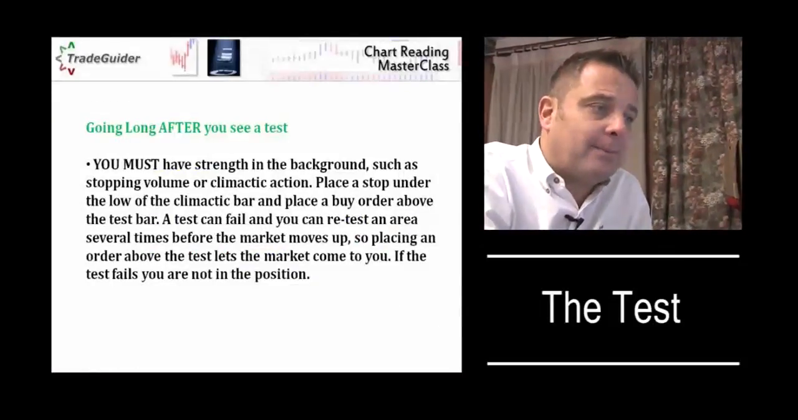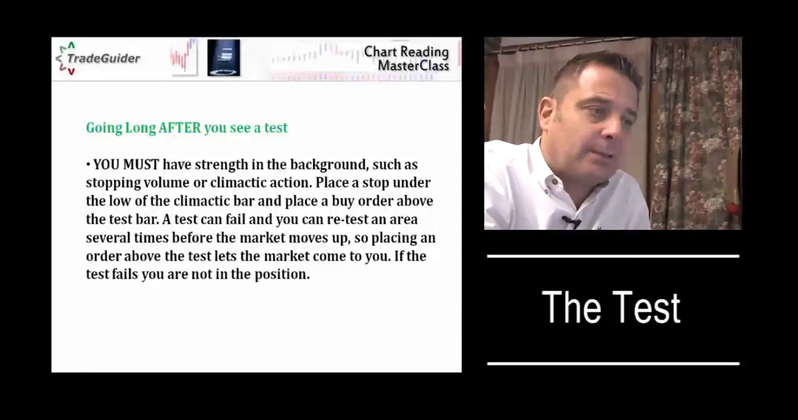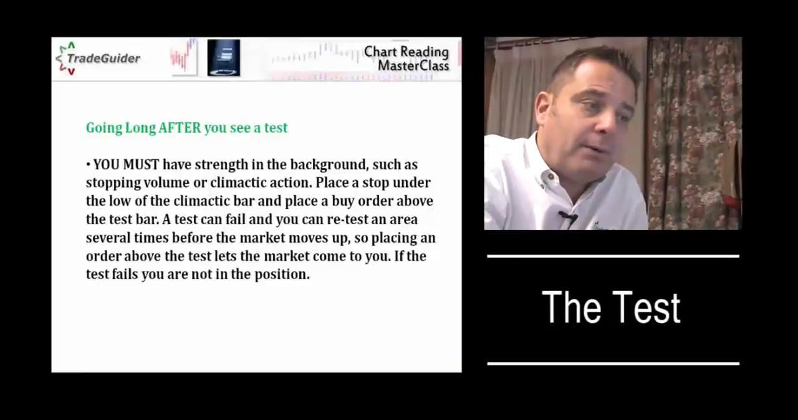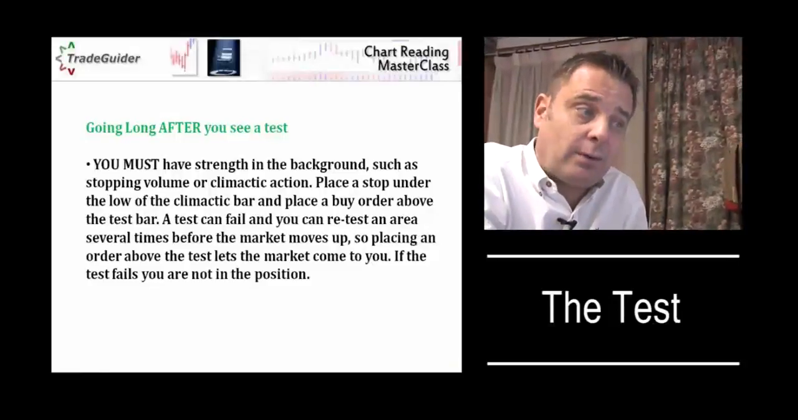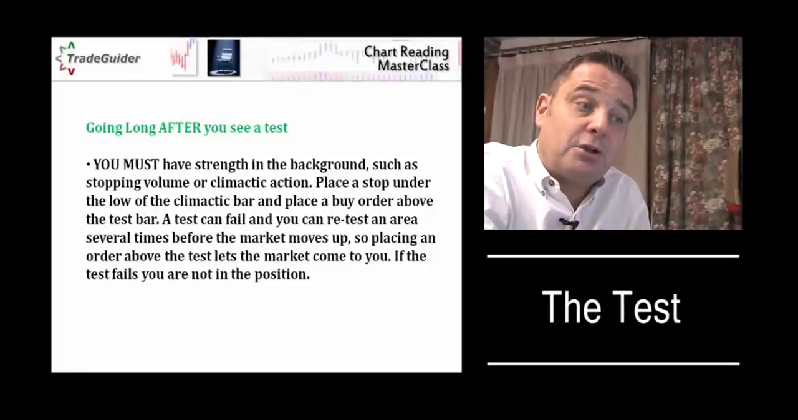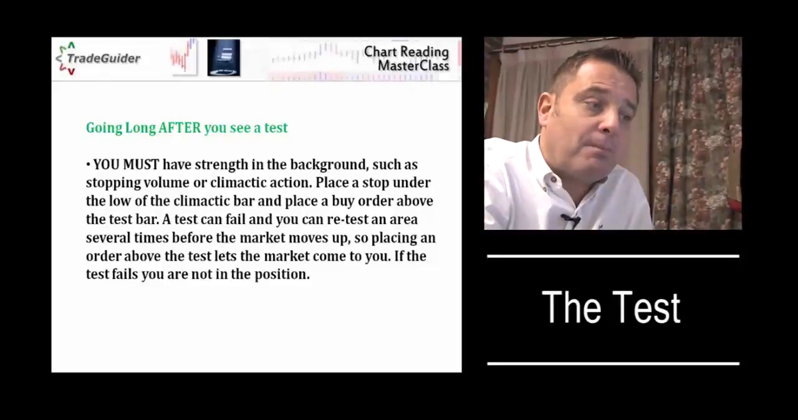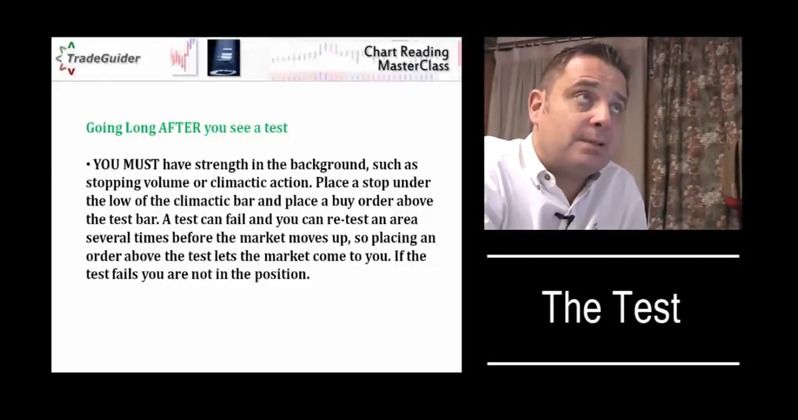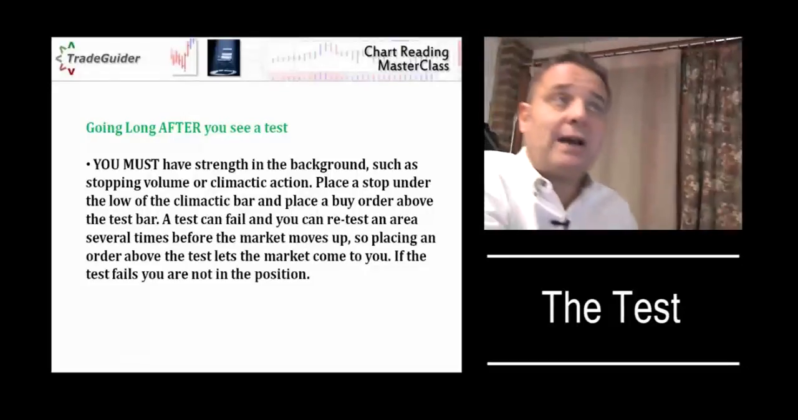So let me just recap. You must have strength in the background, such as stopping volume or climactic action. Place a stop under the low of the climactic bar and place a buy order above the test that you've chosen to enter on. Remember, a test can fail and you can retest an area several times before the market moves up. So placing an order above the test lets the market come to you, as we've discussed. If the test fails, then you're not in the position anyway because you haven't bought a market.